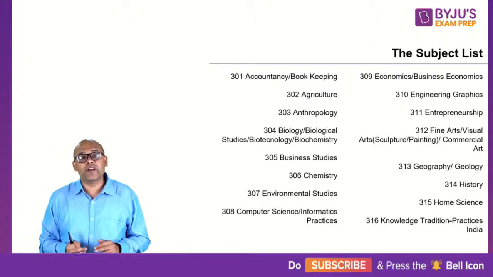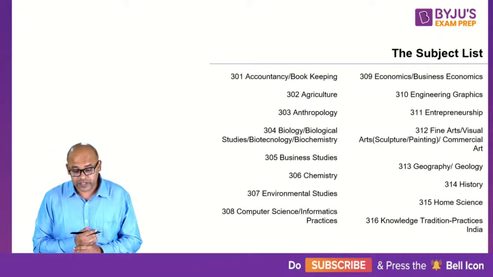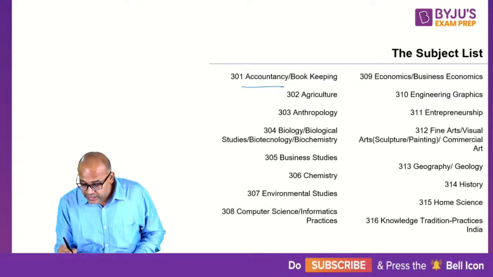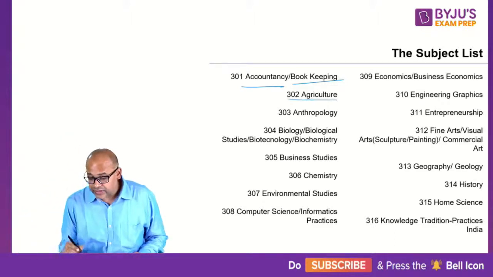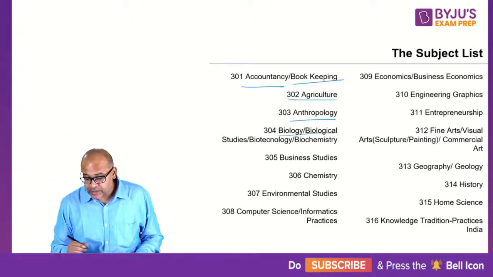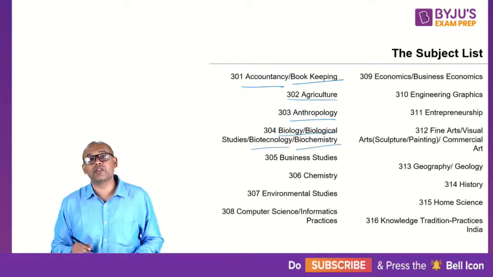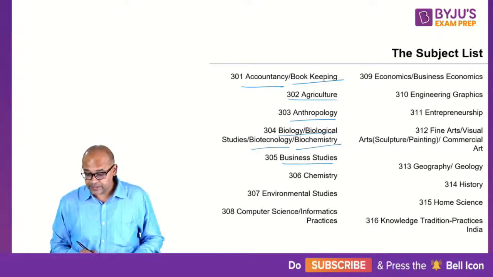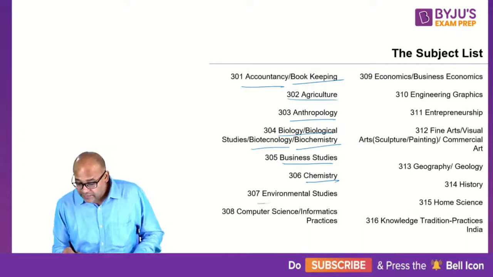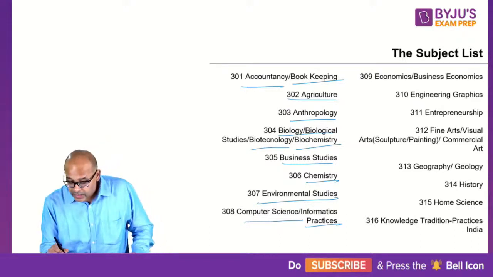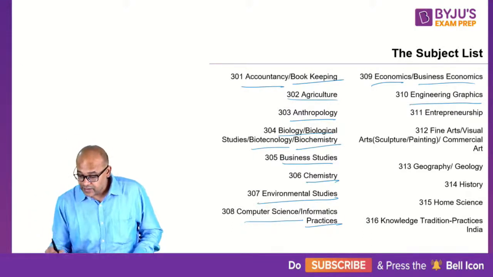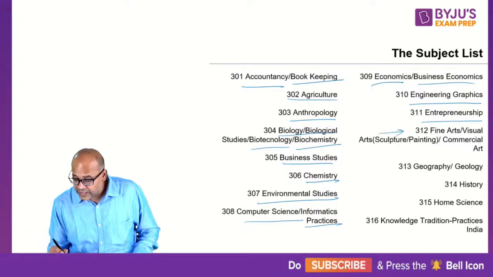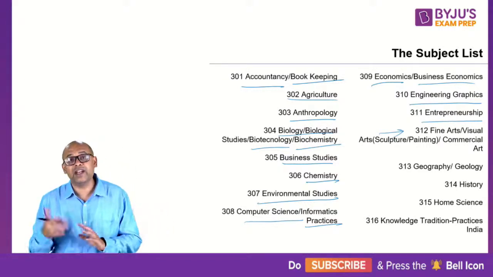Let's take a quick look at the total subjects over here. We are talking about accountancy and bookkeeping. Okay, so we have accountancy and bookkeeping, agriculture, anthropology, biology, biological studies, biotechnology, biochemistry. Then we have business studies. We have chemistry, environmental studies, computer science, information practices, economics and business economics. Then we have engineering graphics. We have entrepreneurship, fine arts, visual arts, commercial arts, basically arts.